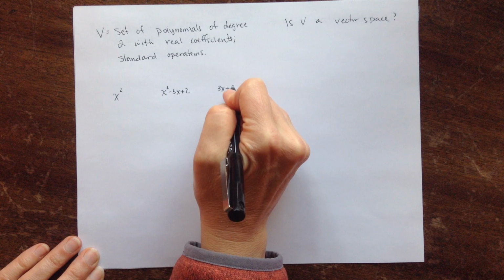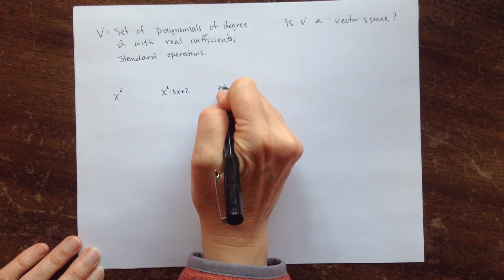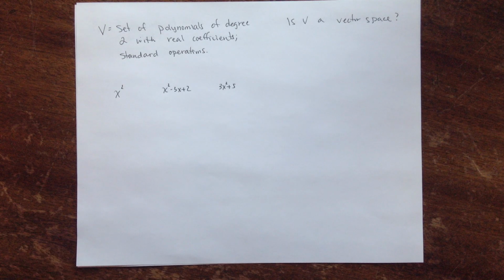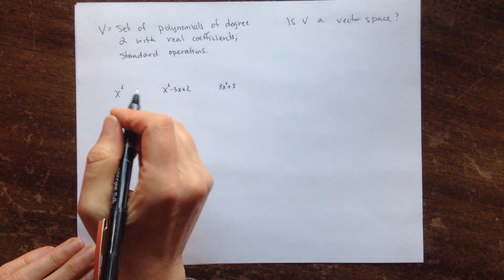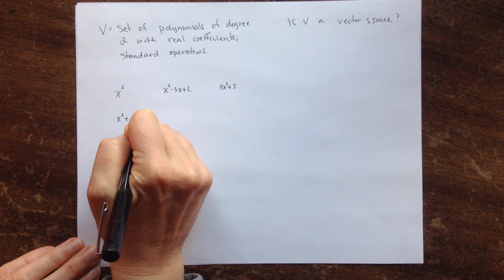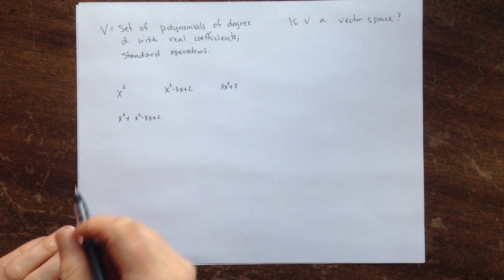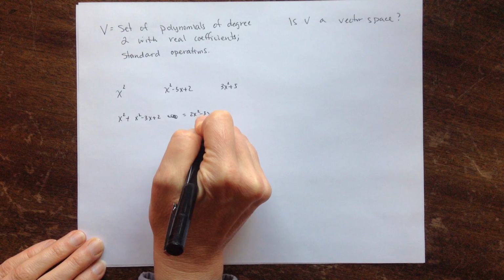This 3x plus 5 would not be in that set because it's not degree 2, it's degree 1, unless I put an x squared on there, and then it is in there. So we have things that look like this, polynomials of degree 2, no higher and no lower. And if we add these things together, like x squared plus x squared minus 3x plus 2, with the standard operation you just combine like terms. So you'd get 2x squared minus 3x plus 2.